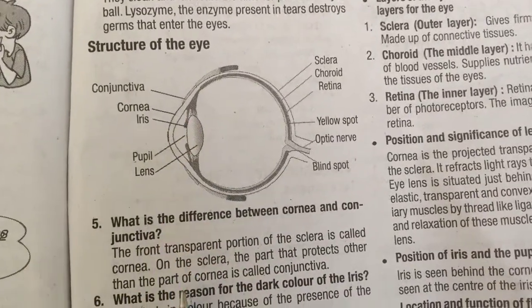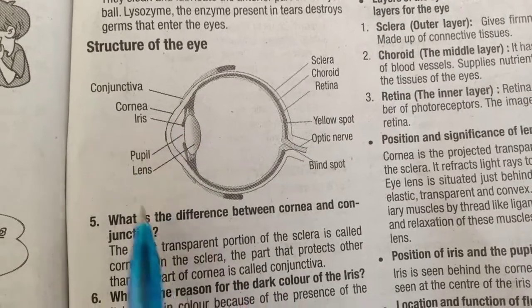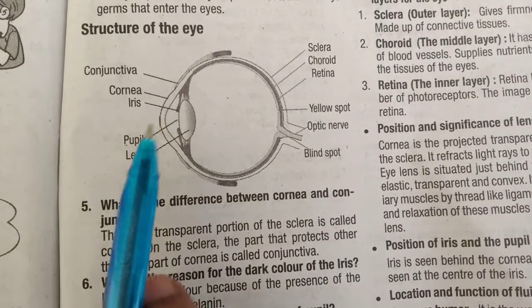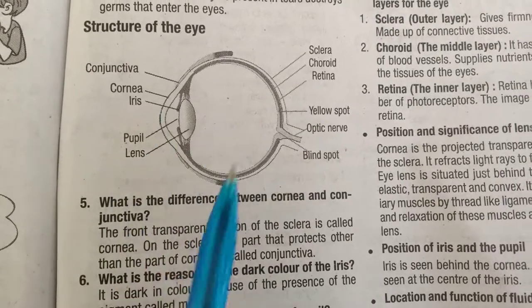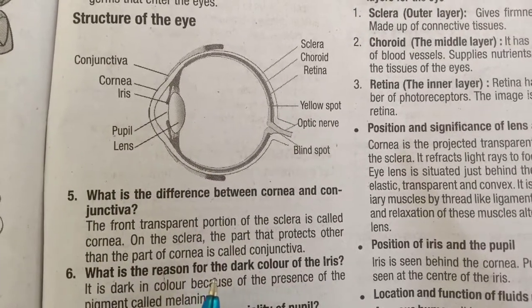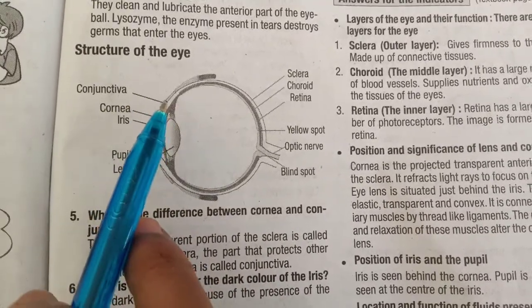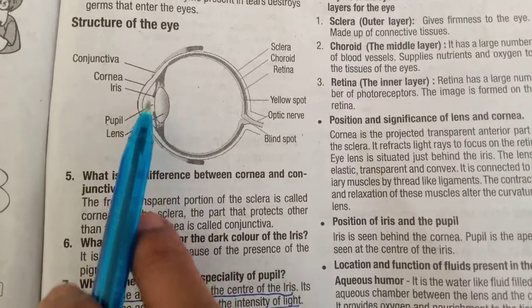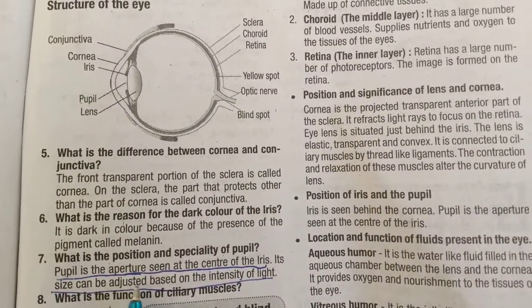Then the front portion, this bulging portion, is the cornea, the front transparent portion of the sclera. This sclera is the white portion of the eye. The part that protects the eye other than the cornea is called the conjunctiva. Then we have an aperture in this part of the eye, which is called the pupil.